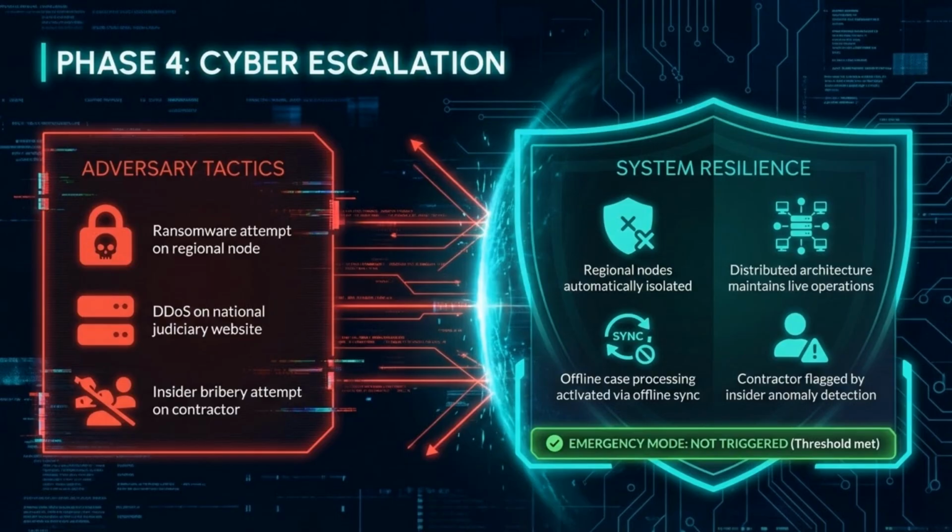Phase 4 was cyber escalation. Adversary tactics included a ransomware attempt, a DDoS attack, and an insider bribery attempt. System resilience measures included automatic isolation of regional nodes, distributed architecture, and offline case processing.